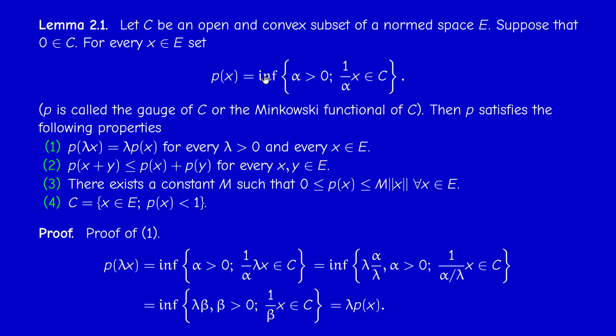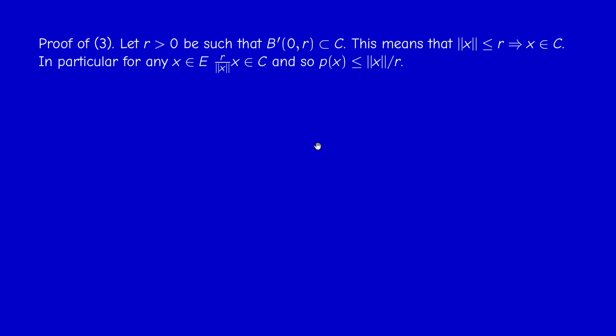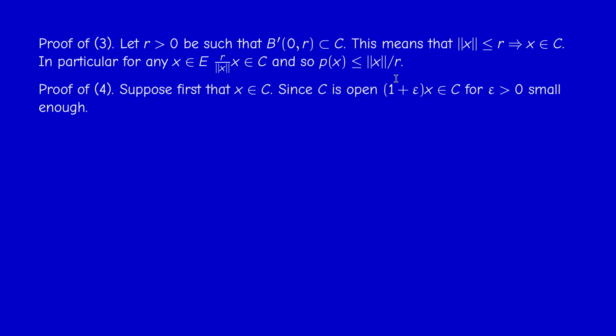Okay, so norm of x divided by r belongs to the set. And therefore, it's bigger or equal than the infimum, because the infimum is a lower bound. So p of x is less or equal than norm of x over r. So we can take m to be equal to 1 over r. Okay, so this proves 3. Now we can prove 4.